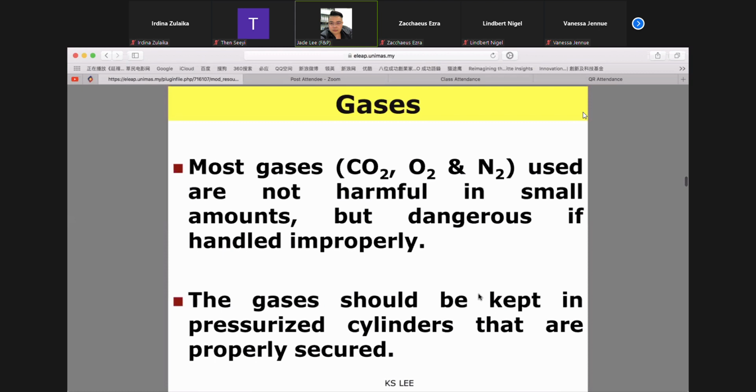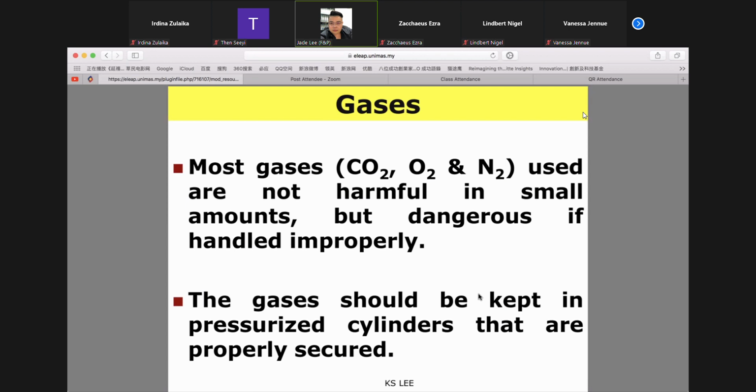And also the gases. Most gases, for example carbon dioxide, oxygen, and nitrogen, are not harmful in a small amount, but when it comes to a large amount and you don't handle them properly, then they can become dangerous. And also the gases should be kept in pressurized cylinders that are properly secured.